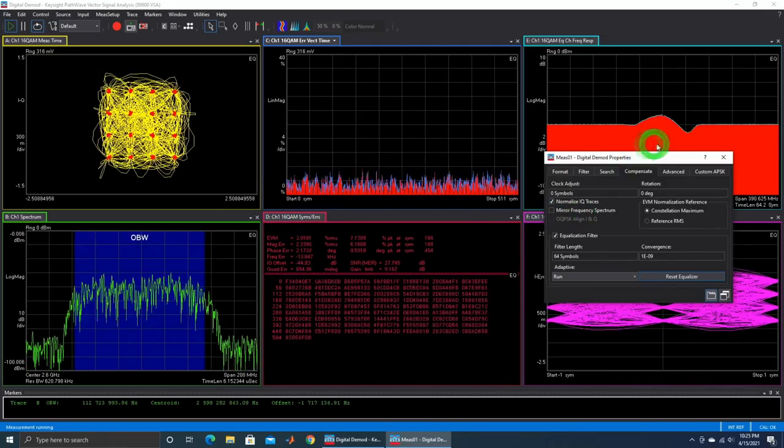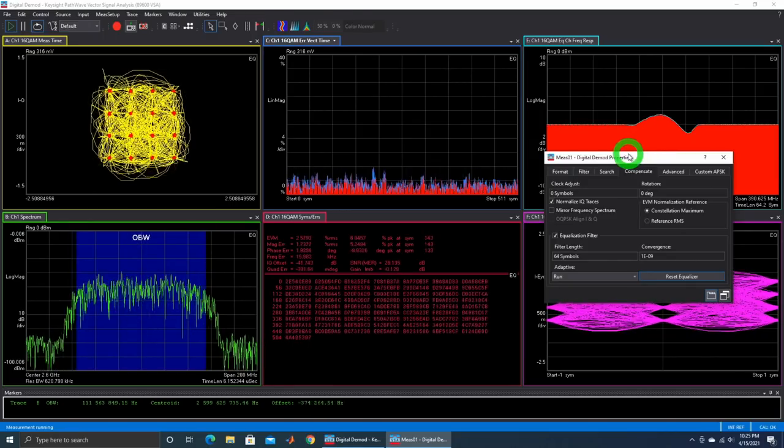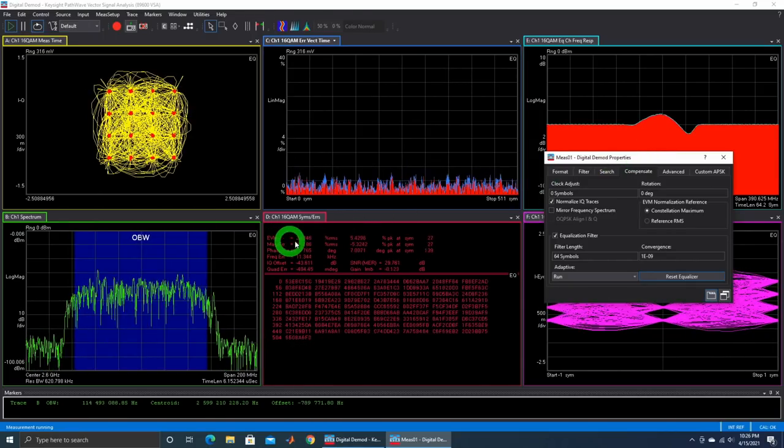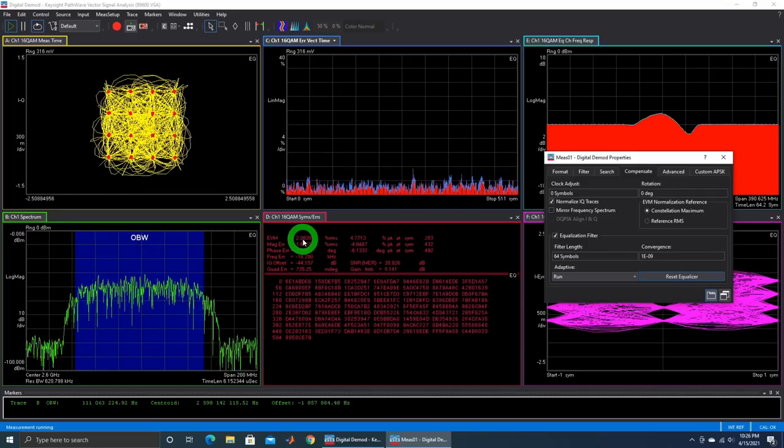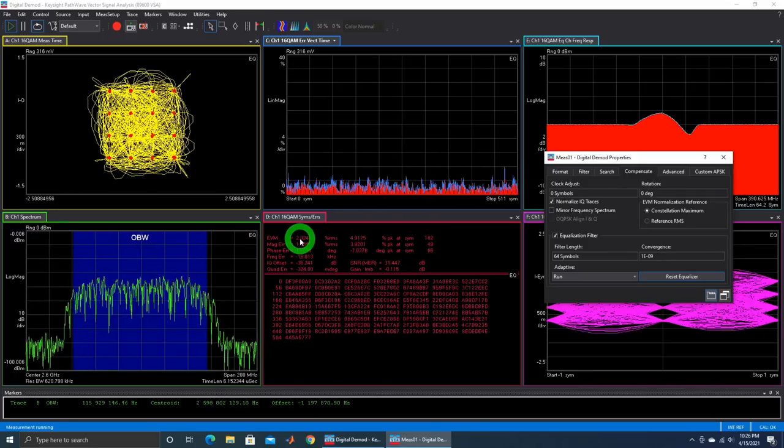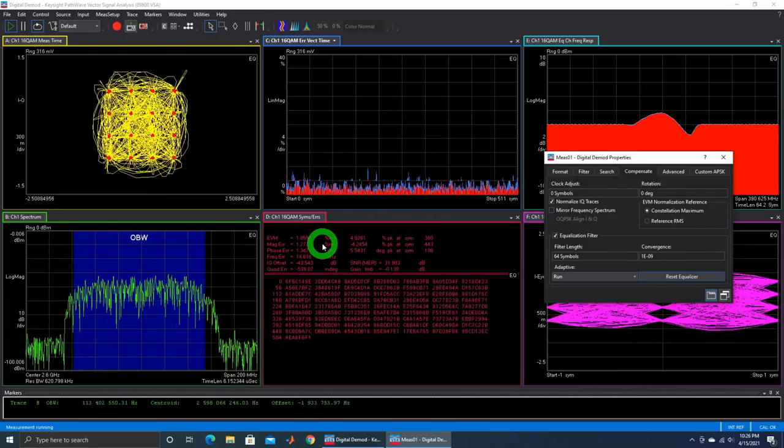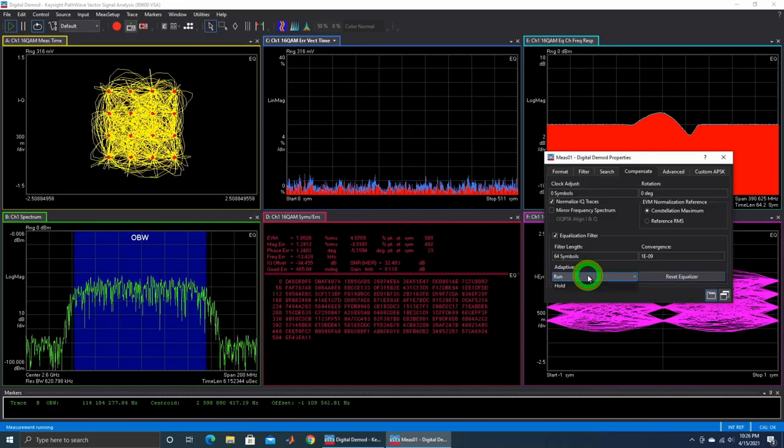So we're going to let this run for a bit until it stabilizes. Then I'm going to pause it. Look at that. The EVM is already at around 2.5%, considerably better than it was before, and it's probably going to hit less than 2% if you wait long enough. But anyway, this is good enough. I'm going to put this on hold.